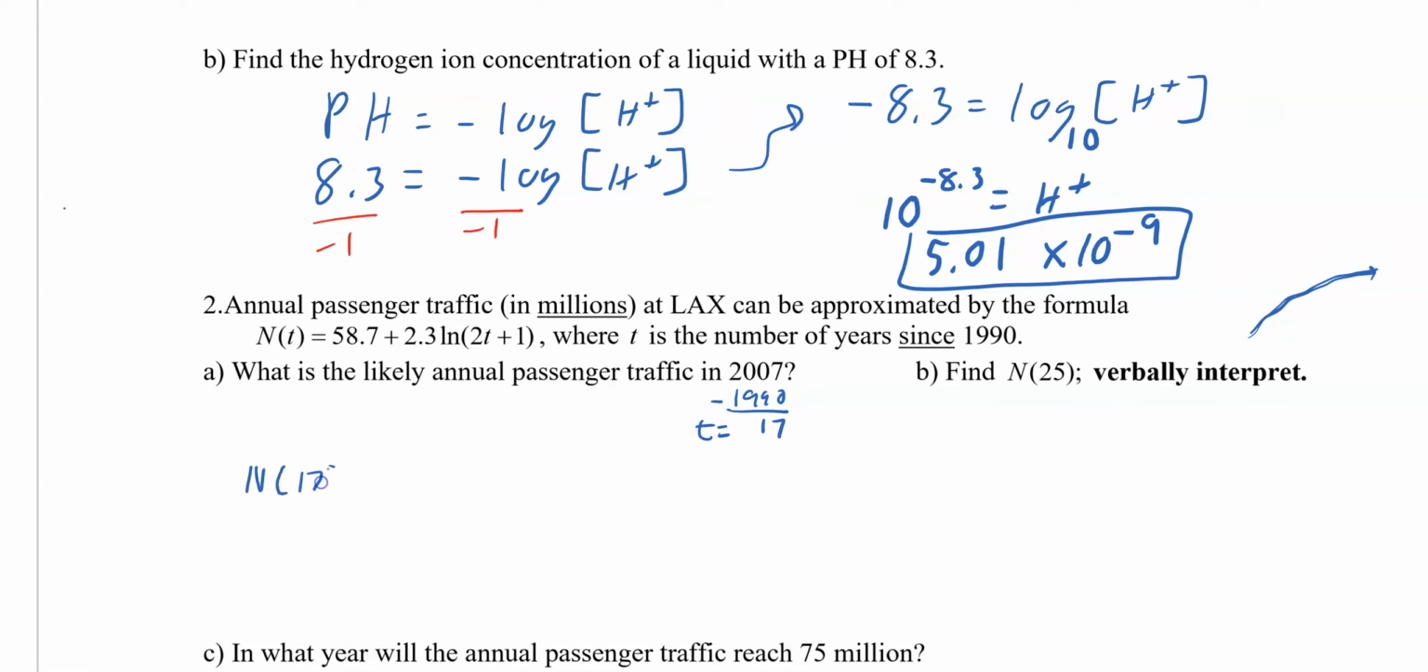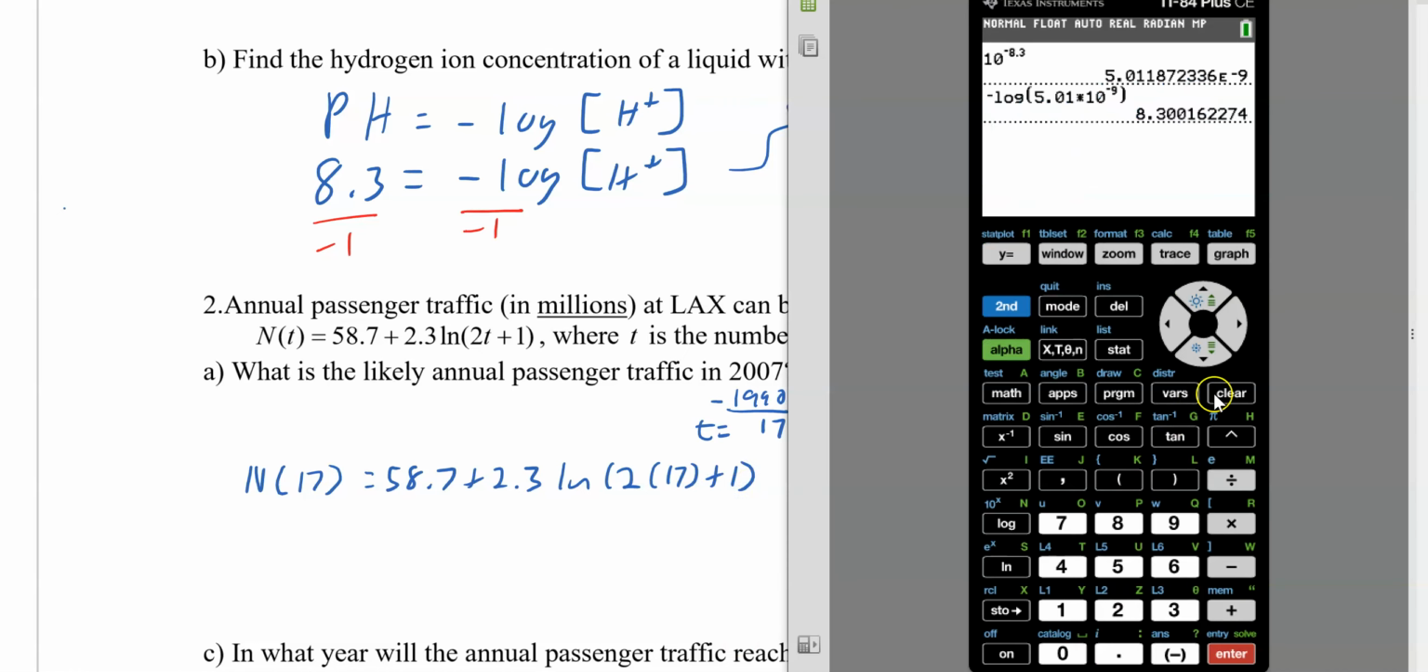So if we plug in 17, and then put 17 in there, plus 1. Again, this is just a calculator problem. So if we bring up our calculator, clear that out. If we put 58.7 plus 2.3 times, and in this case it's a natural log, so ln of 2 times 17, you can put it in parentheses rather, plus 1, and hit enter, and we get 66.87. So let's do 66.9.